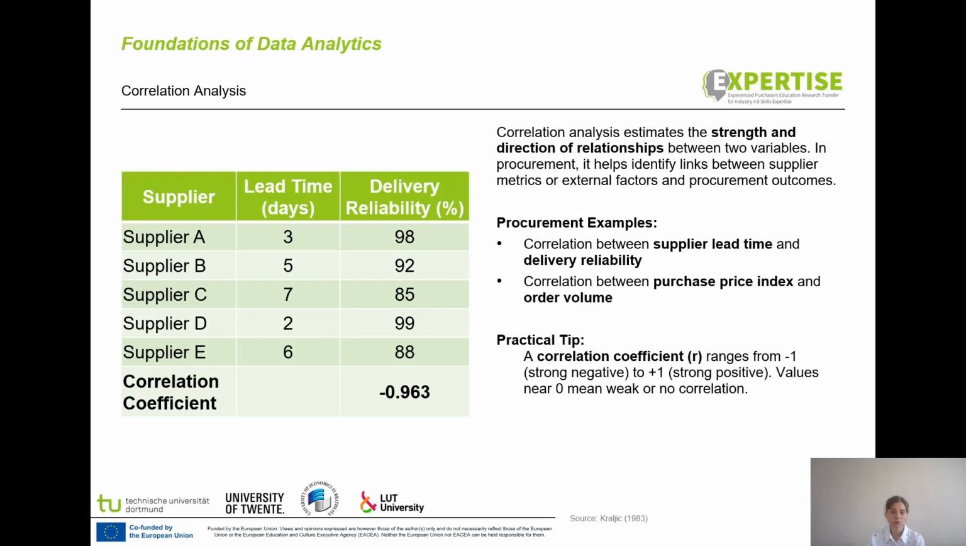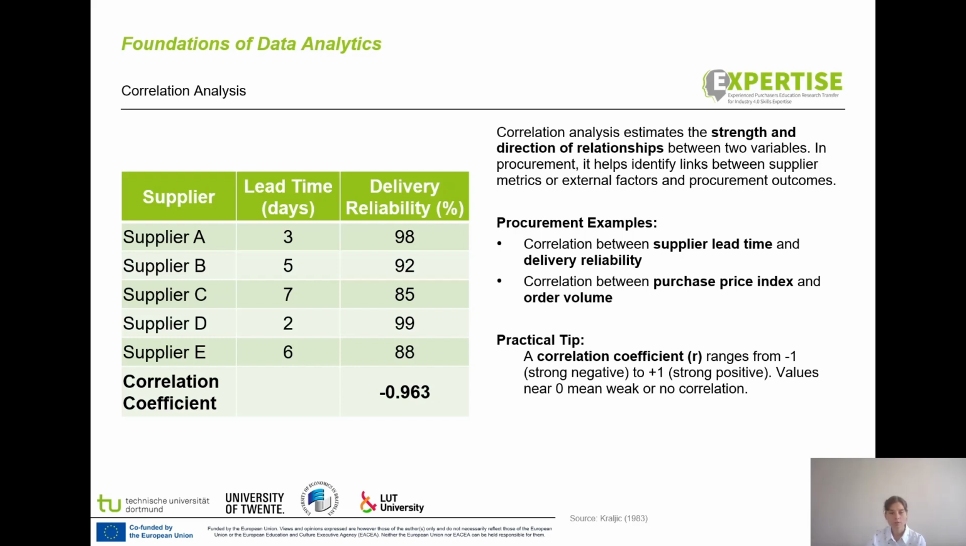Correlation analysis is used to measure the level of association between two variables. In procurement, it helps understand whether changes in one factor, such as supplier lead time, are related to changes in another, like delivery reliability. Typically, we examine one independent variable and its influence on a dependent variable, assuming a linear relationship.